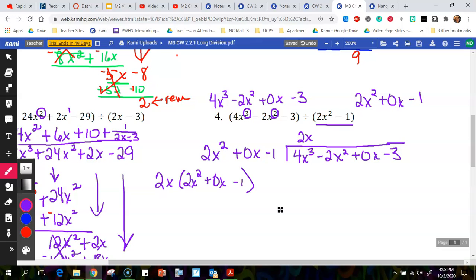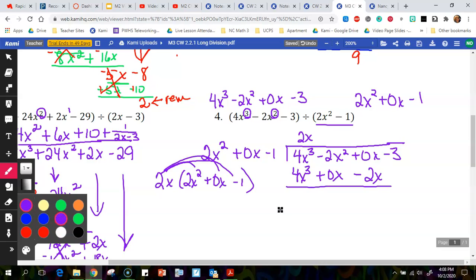That's going to be 2x times 2x squared is 4x cubed. 2x times 0x is plus 0x. And then 2x times negative 1 is minus 2x. Still going to change everything to the opposite. Now there is no opposite of 0. You can put a negative there if you want to. It doesn't matter. This cancels.